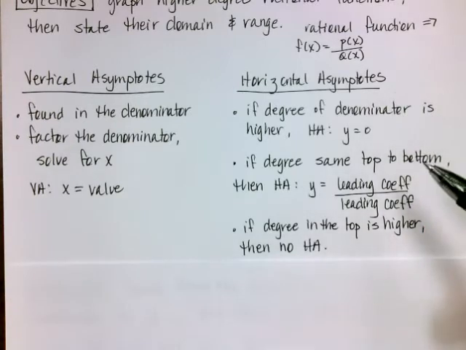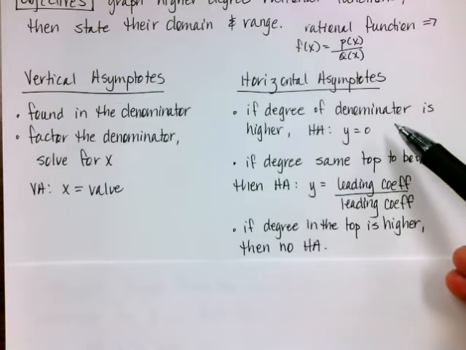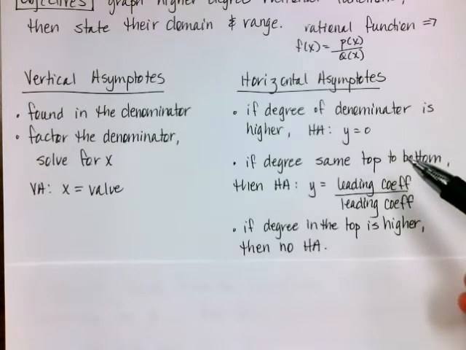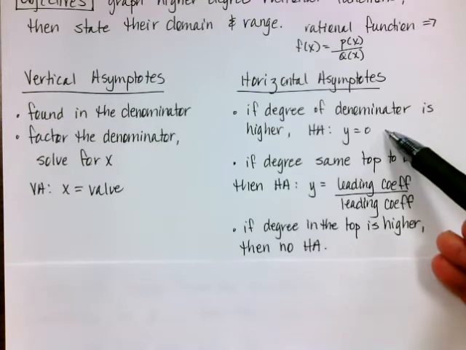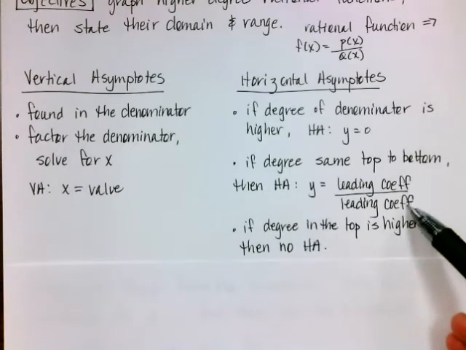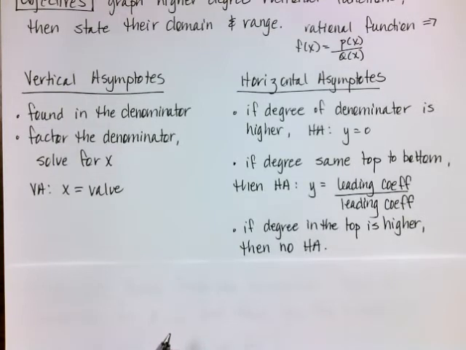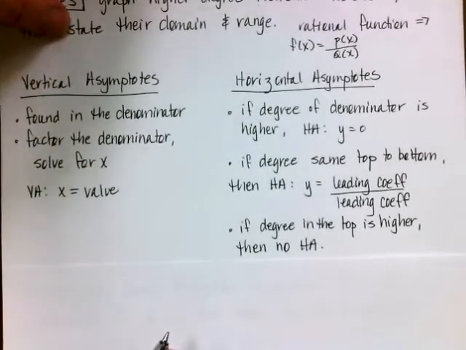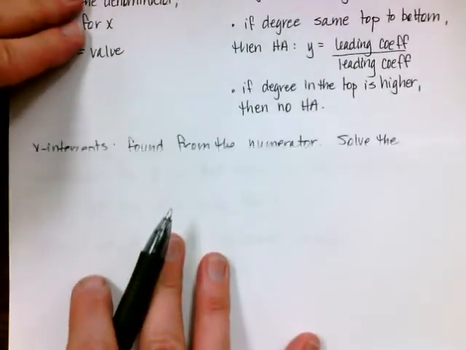My horizontal asymptotes, on the other hand, are determined by the degree of the two different polynomials. If the degree of the denominator is higher than the degree of the numerator, then the horizontal asymptote is going to be y is equal to 0. If the degree is the same in the numerator and the denominator, then my horizontal asymptote is going to be the quotient of my two leading coefficients. And if the degree in the top is higher, then we actually do not have any horizontal asymptotes, and we'll talk about what happens later. Alright, so those are just a review of what happens.